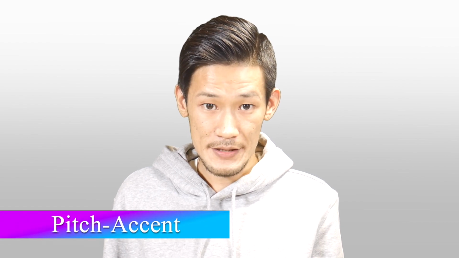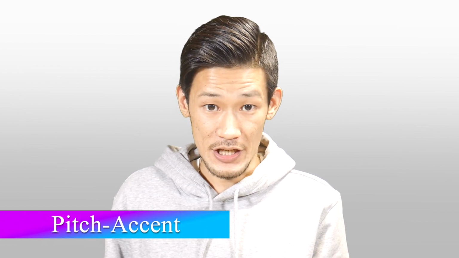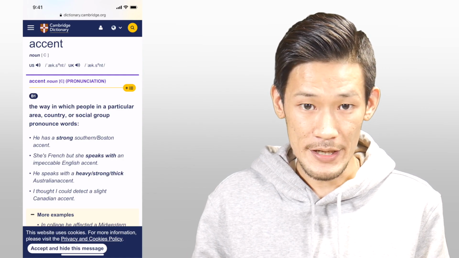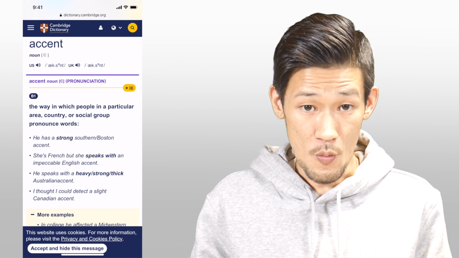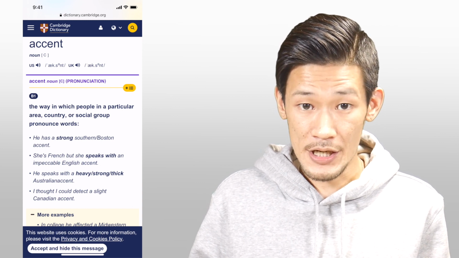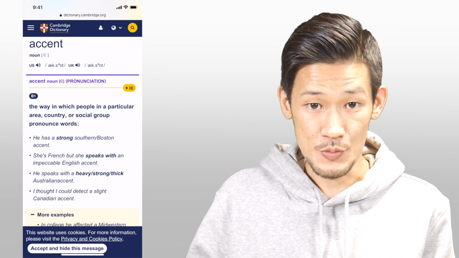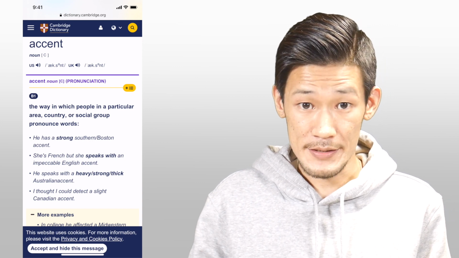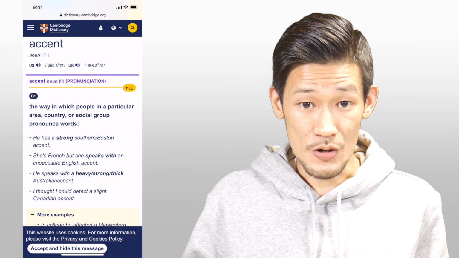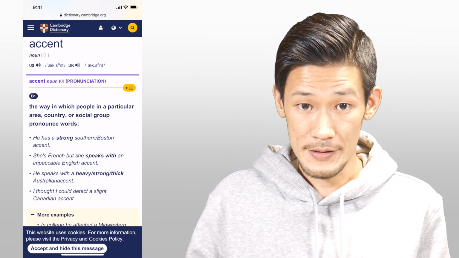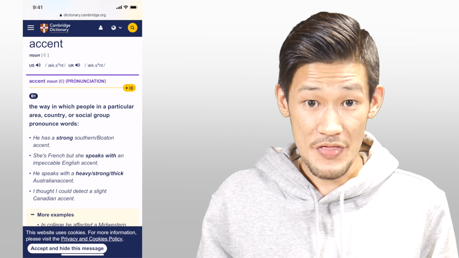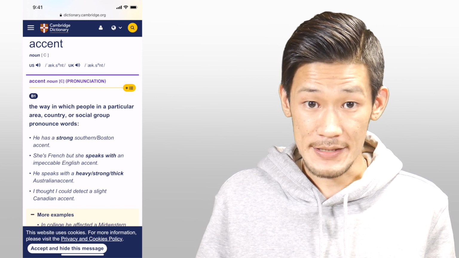What is pitch accent? Or what is accent even? I think most people can tell what accent means, but the word has several definitions, so let's clarify it. According to Cambridge Dictionary, accent means the way in which people in a particular area, country, or social group pronounce words. An example sentence: He has a strong Southern accent or Boston accent. Yeah, I think this is what most people mean by accent.